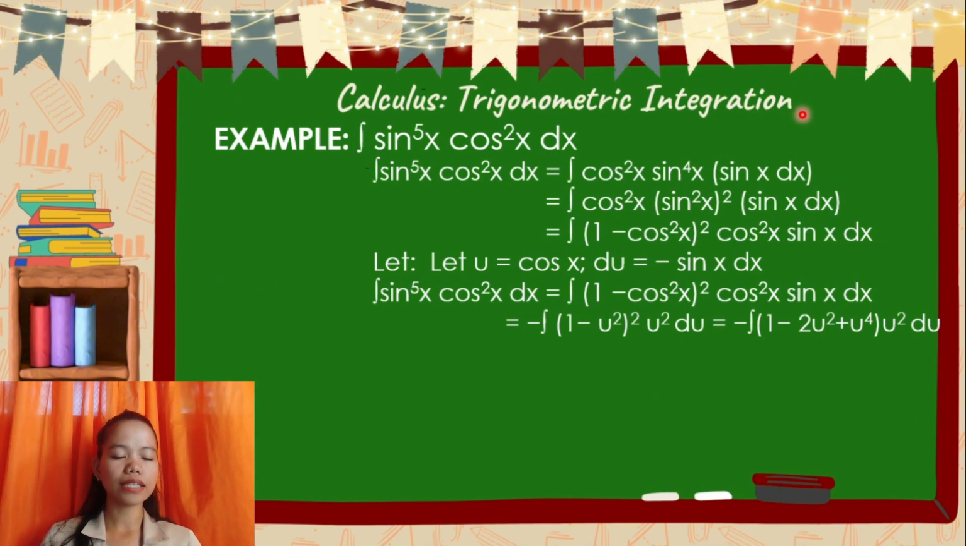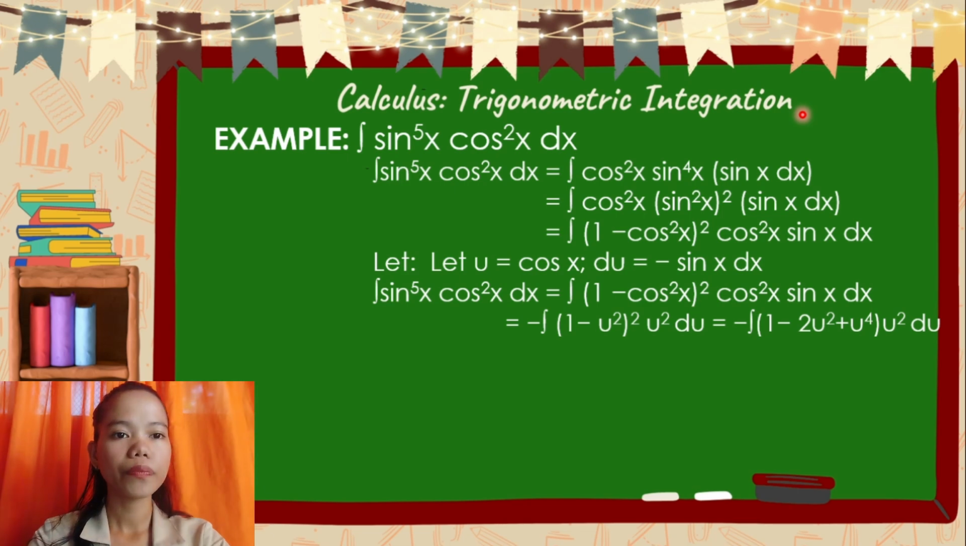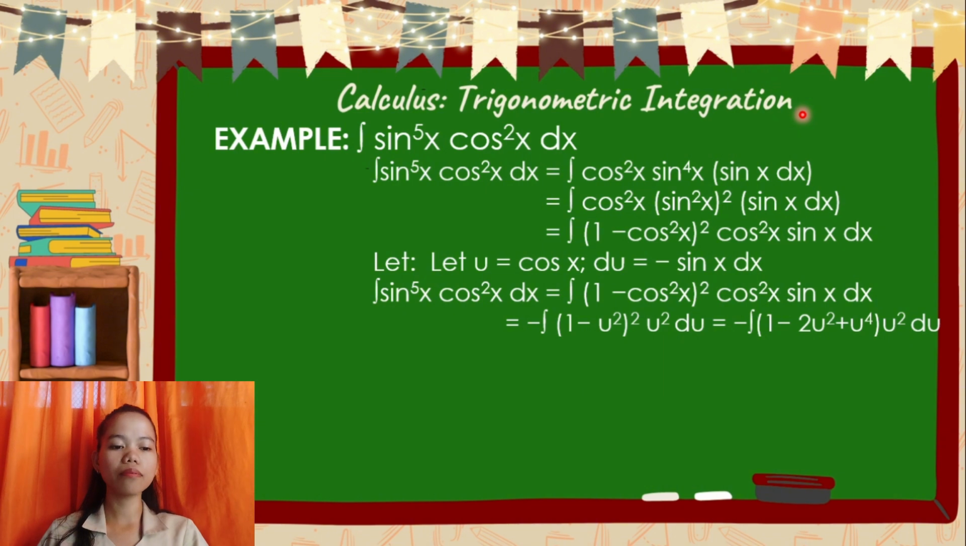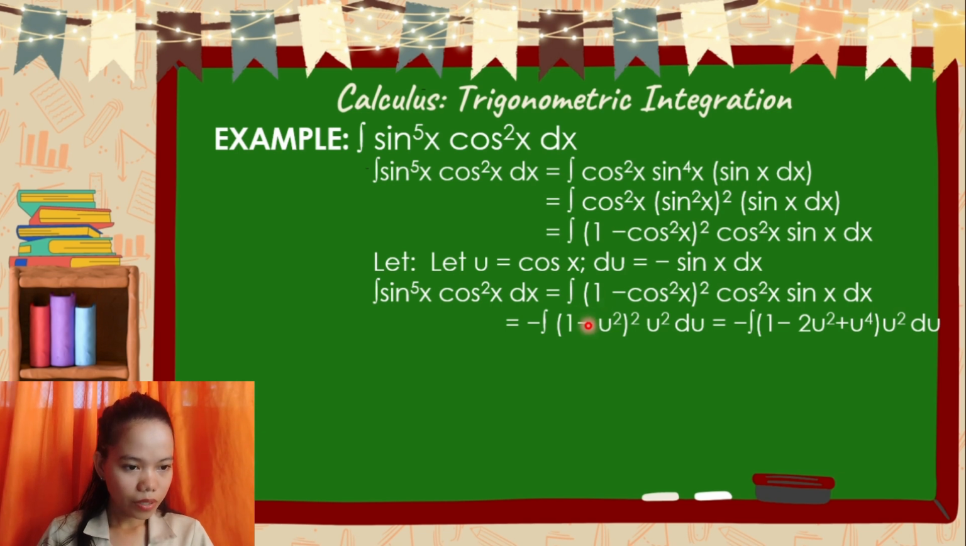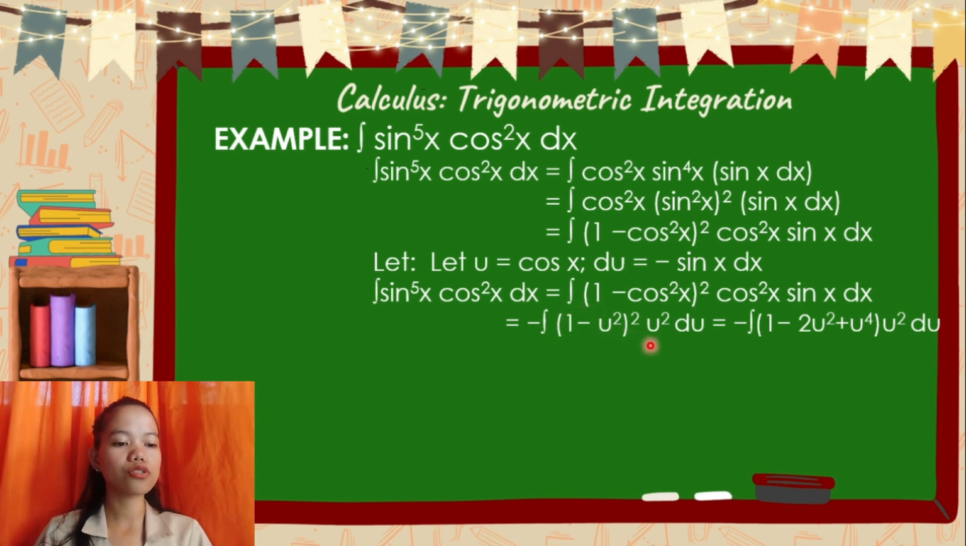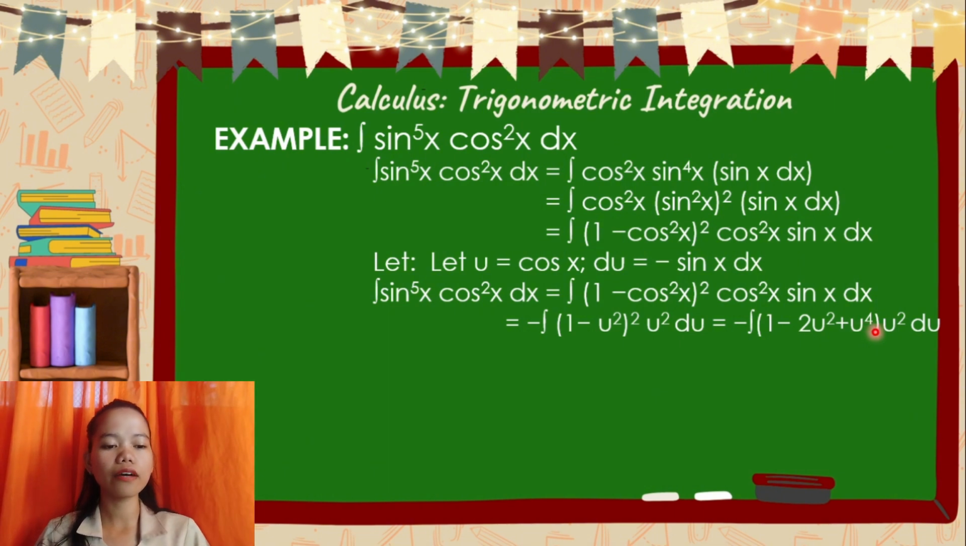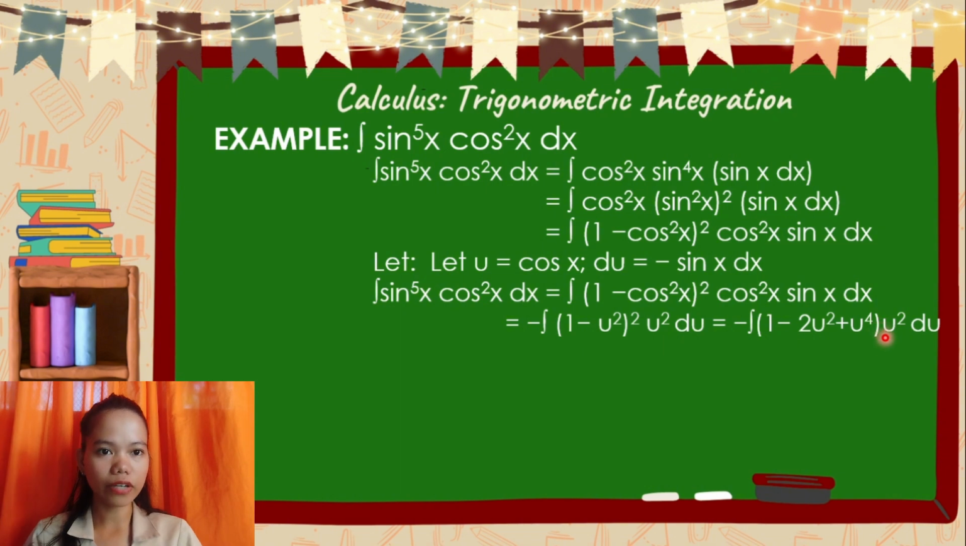Right after that, we have to expand this, which is 1 minus u squared raised to the power of 2. So we expand this into the form of 1 minus 2u squared plus u raised to the power of 4. So we still have the u squared du. Right after that, we distribute the u squared to the trinomial function that we have right here.